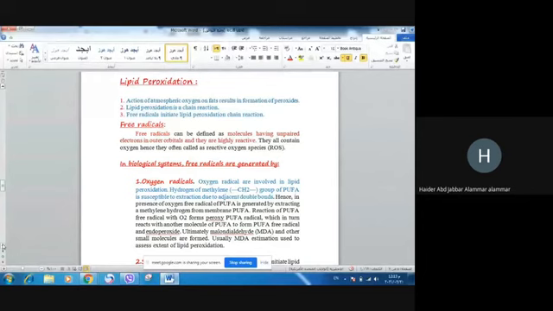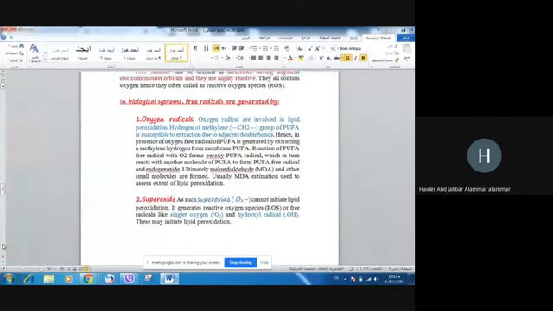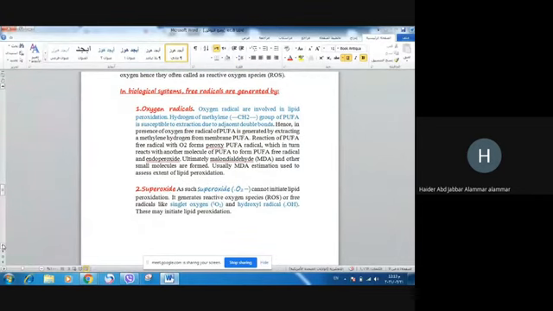In the biological system, free radicals are generated by the following mechanism. What are the mechanisms by which free radicals are generated? This is an important question. First of all, your answer will be oxygen radicals. What do I mean by oxygen radical? Oxygen radicals are involved in lipid peroxidation. The hydrogen of the methylene CH2 group of polyunsaturated fatty acid is susceptible to extraction, due to the adjacent double bond. Hence, in the presence of oxygen, free radicals of PUFA are generated by extracting a methylene hydrogen from membrane PUFA.